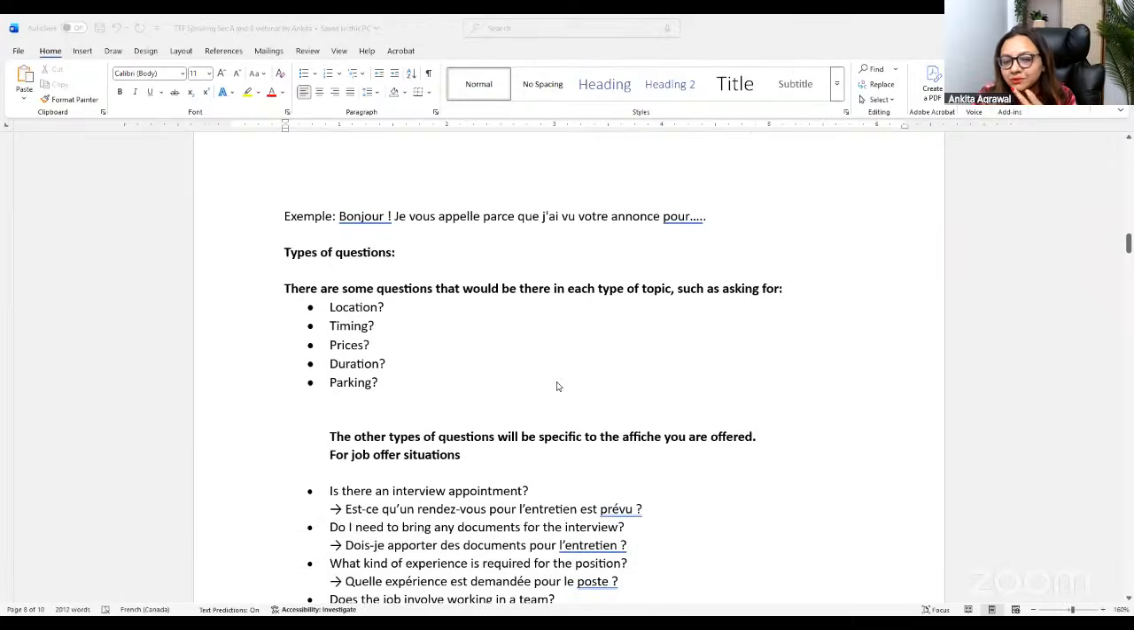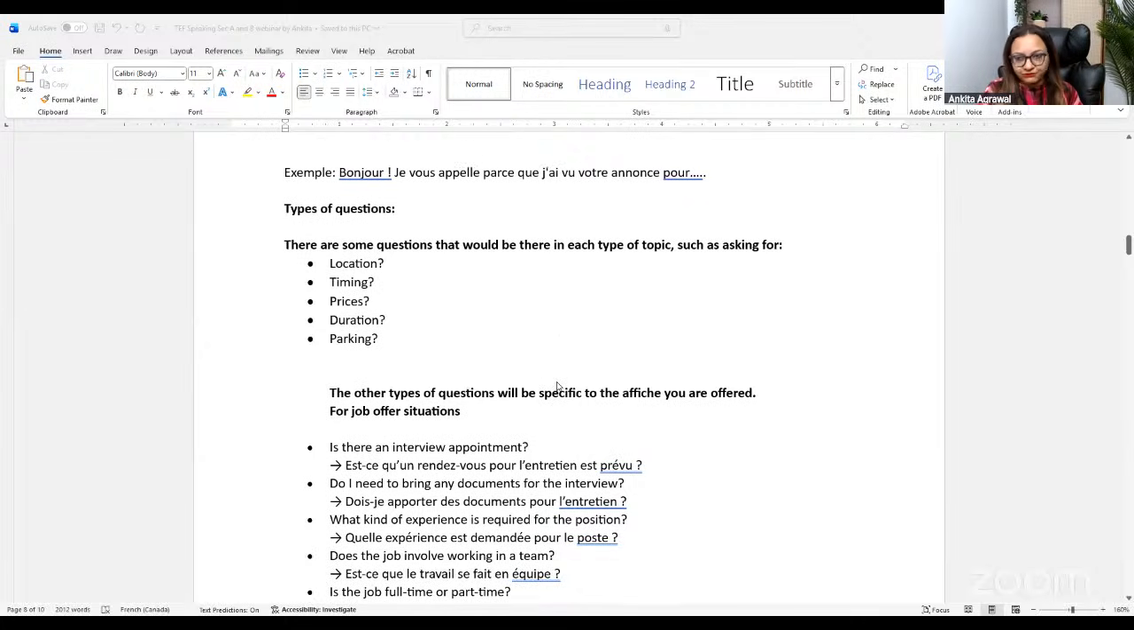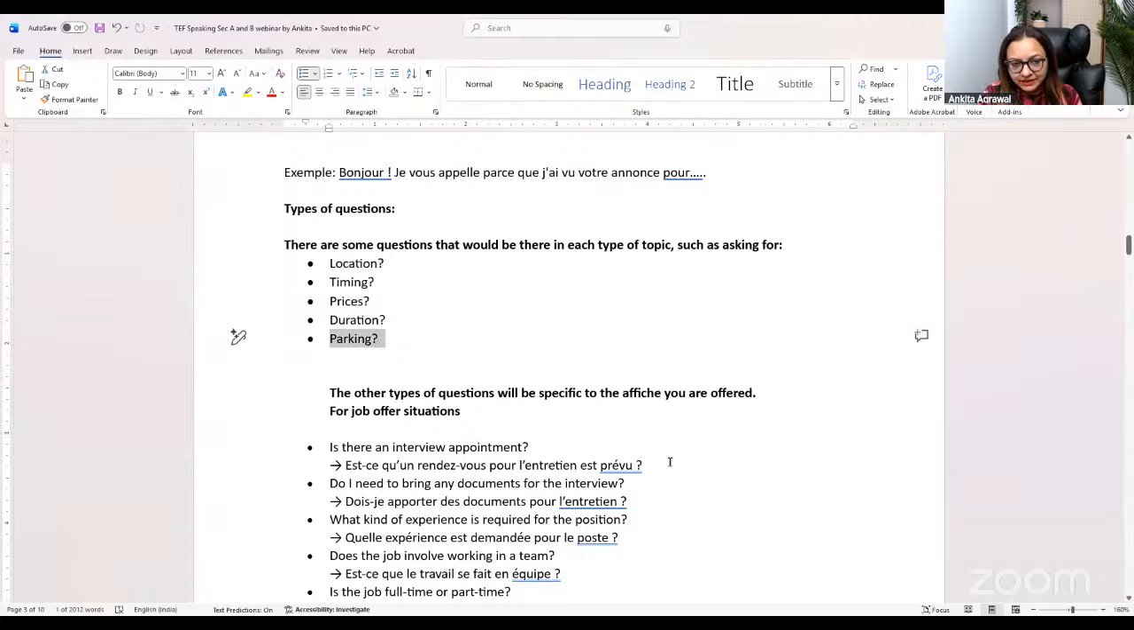Then there are some questions that could be there in each type of topic. Same with TEF, same with TCF, both. For example, location, timing, prices, duration, parking. Now, if I'm asking about a location and if I'm asking about parking, it's kind of the same thing. And I have seen that usually they don't really give enough marks or get impressed when you ask similar questions of the same genre.